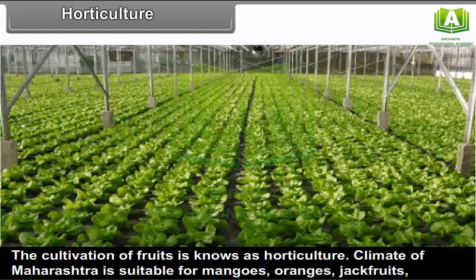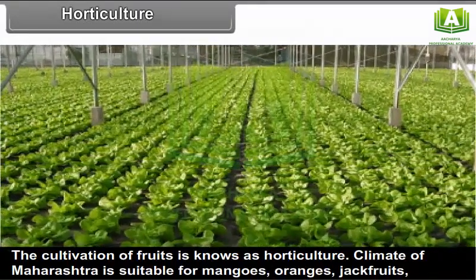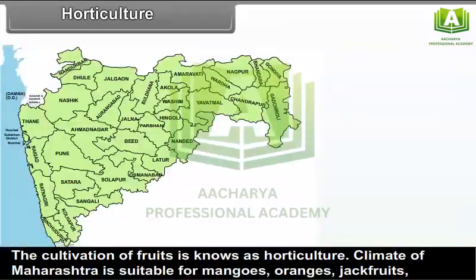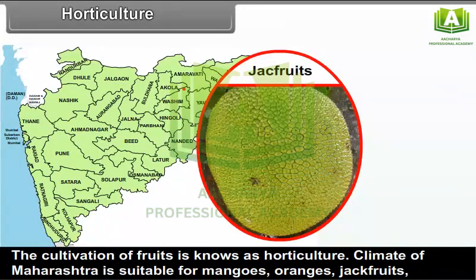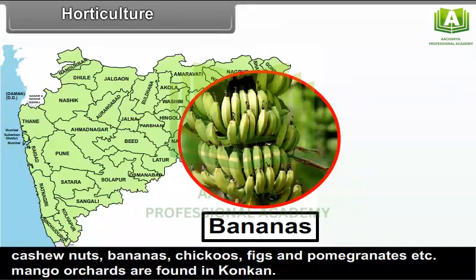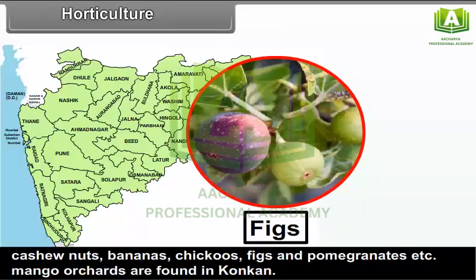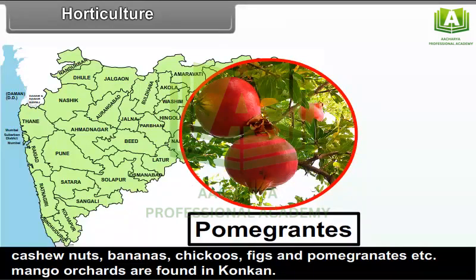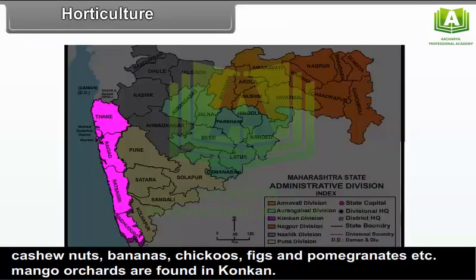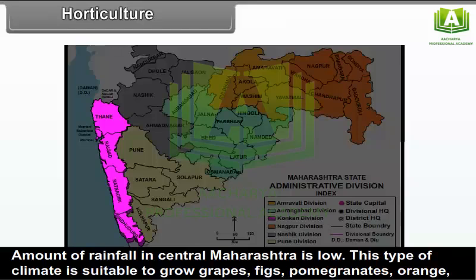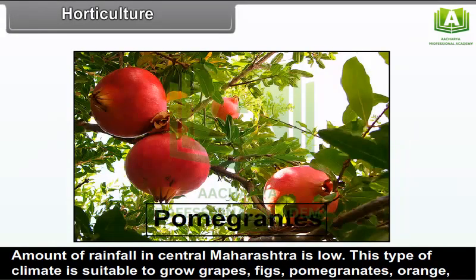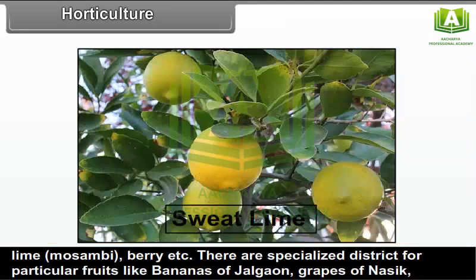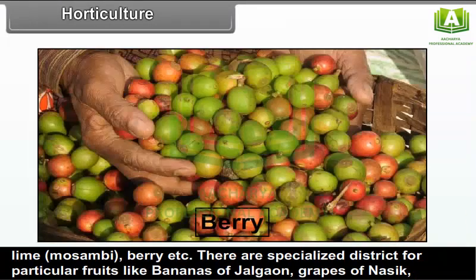Horticulture. The cultivation of fruits is known as horticulture. The climate of Maharashtra is suitable for mangoes, oranges, jackfruits, cashew nuts, bananas, chikus, figs and pomegranates, etc. Mango orchards are found in Konkan. The amount of rainfall in central Maharashtra is low. This type of climate is suitable to grow grapes, figs, pomegranates, oranges, sweet lime, that is Mosambi, berries, etc.